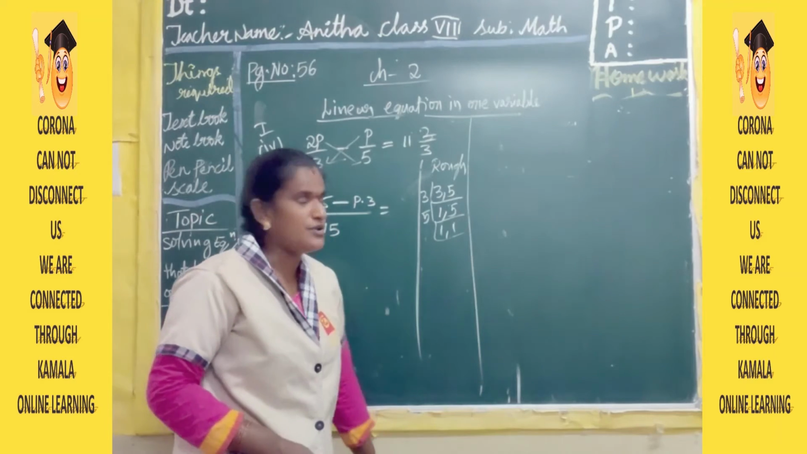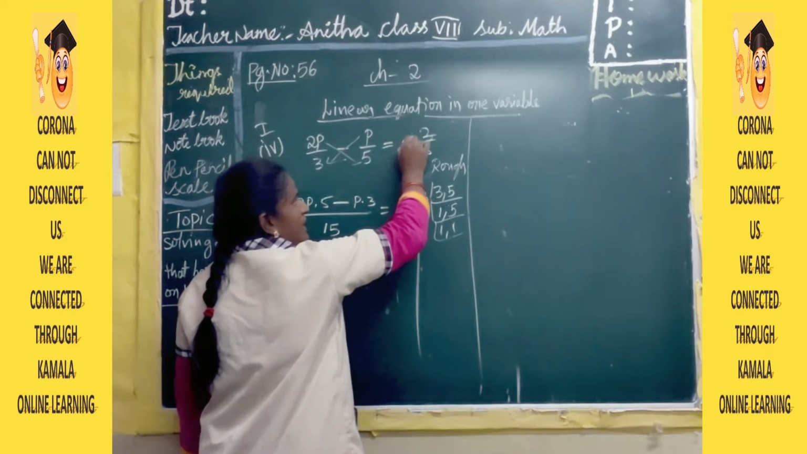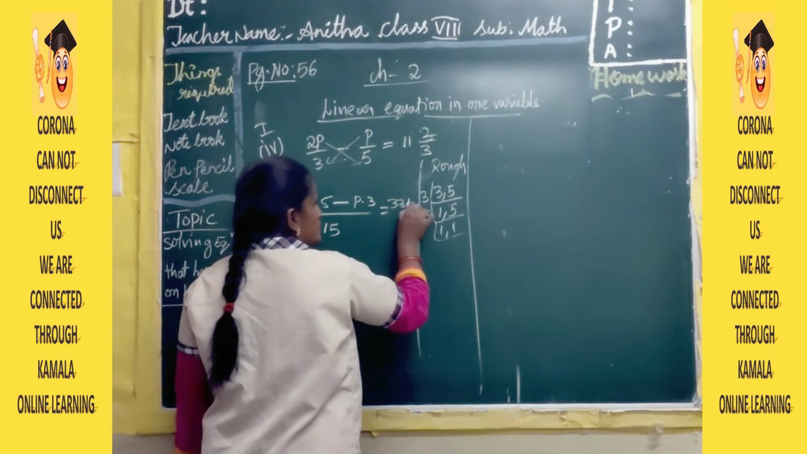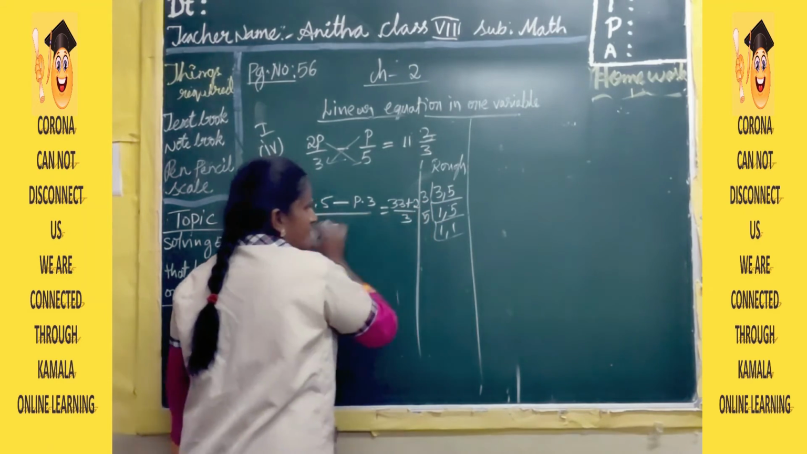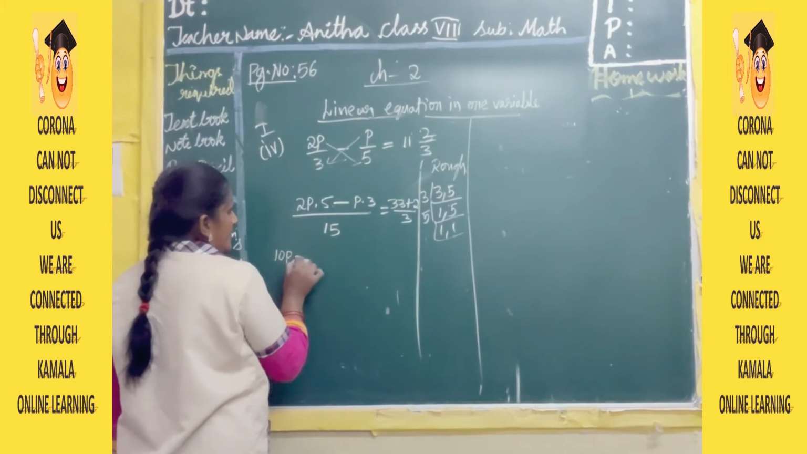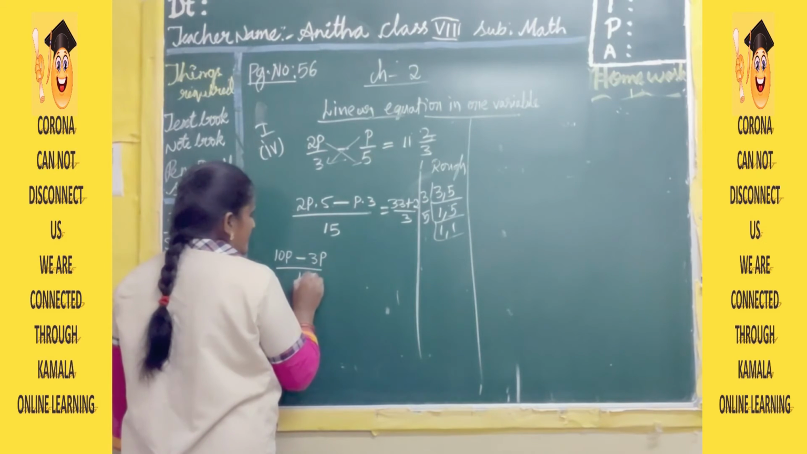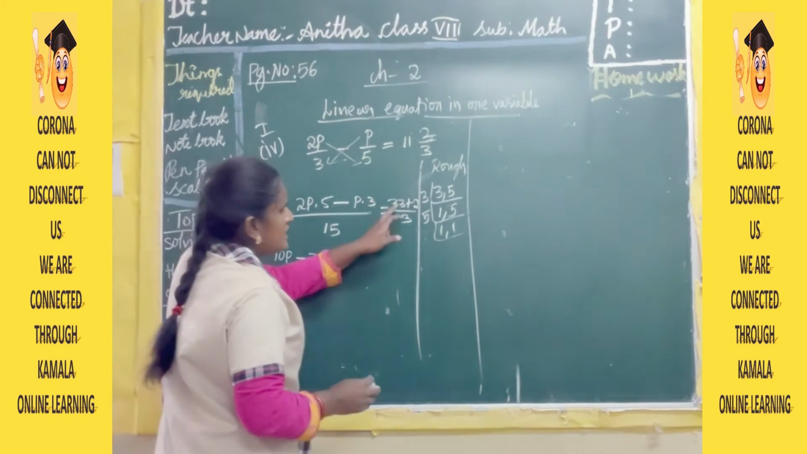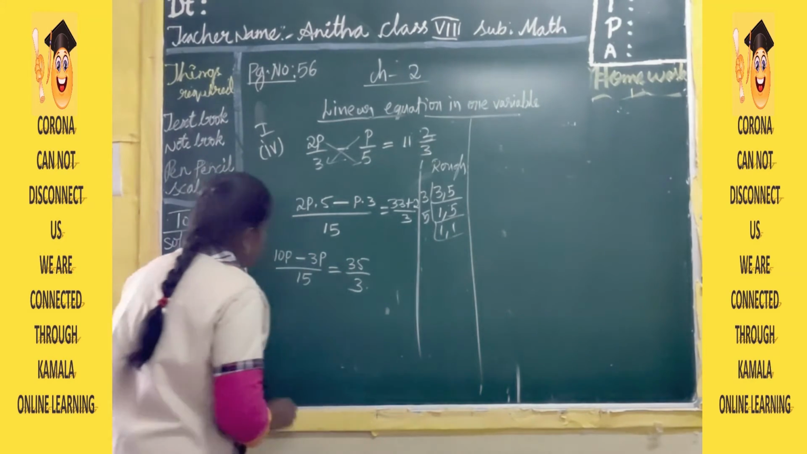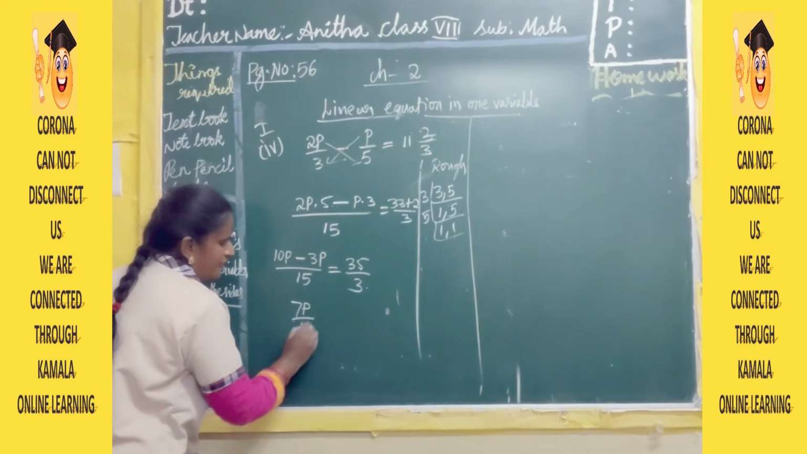Yes, this fraction, you know. 3 into 11 plus 2. 11 into 3 is nothing but 33 plus 2 by 3. Okay, children. Now 2p into 5, 10p minus p into 3, 3p by 15, should be equal to 33 plus 2, 35 by 3. Now 10p is subtracted with 3p, you will get 7p by 15.